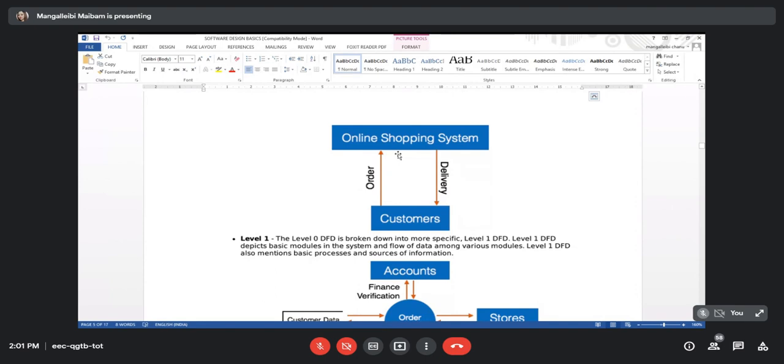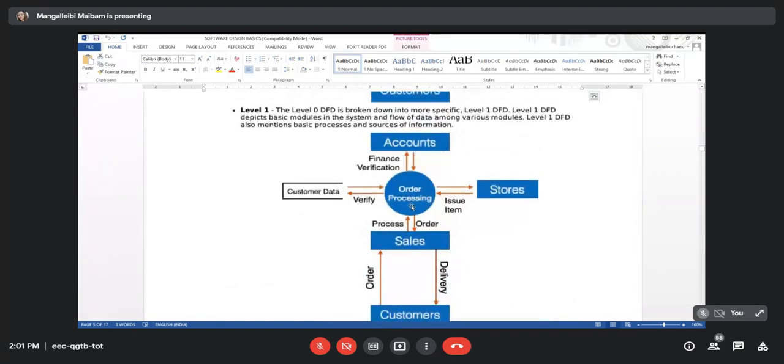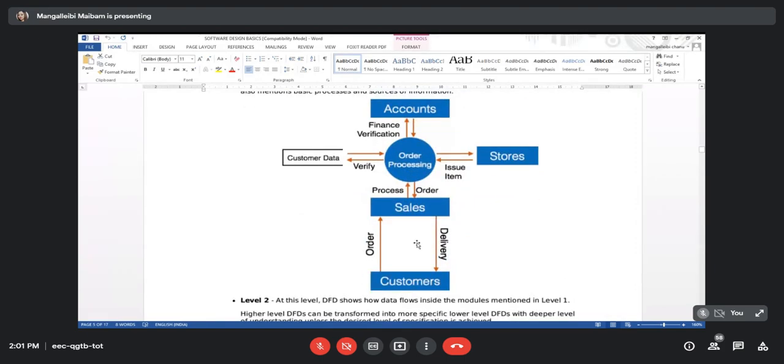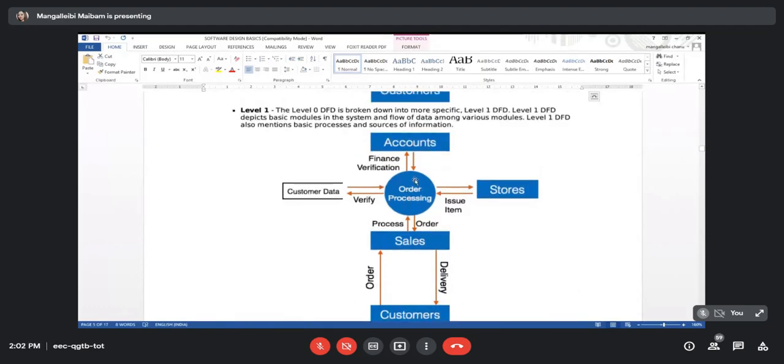Whereas the same diagram we can explain as a detailed diagram. It can be more specific like this. So we have accounts, we have order processing, we have sales. So this is the customer. The customer is ordering through the sales portal, and what is the sales entity going to do? It processes the order from the customer. The customer has given the order here. So the sales entity is going to process the order and verify the data of the customer who is giving the order.